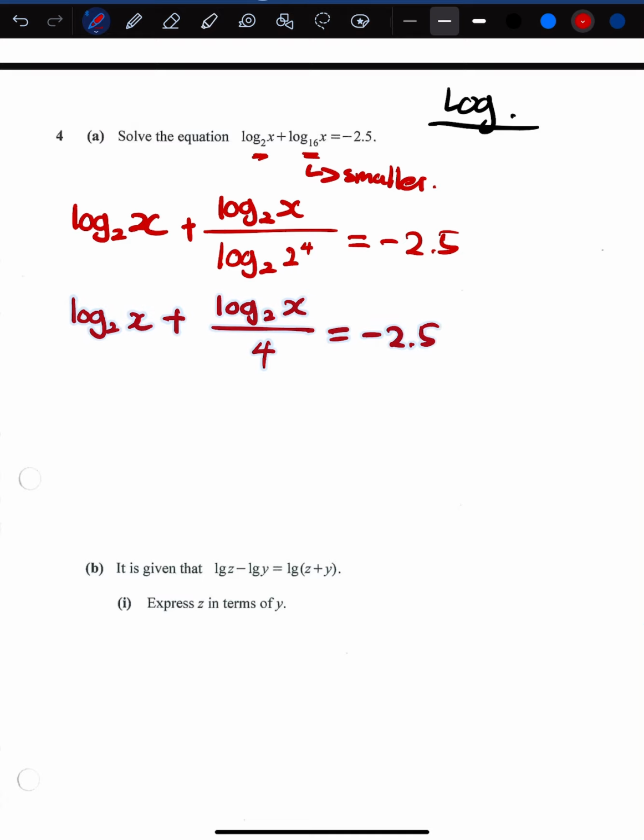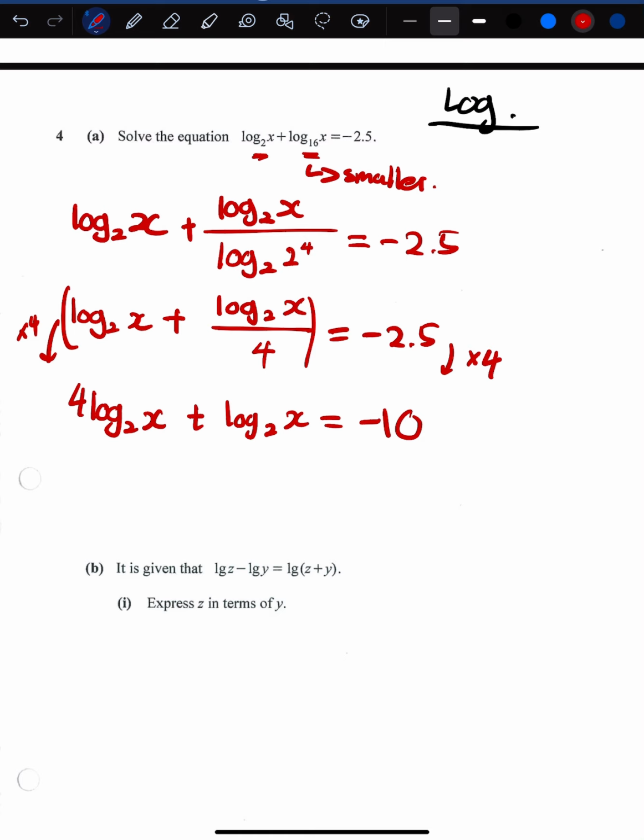After this step, I'm going to multiply everything by 4, because I want to get rid of this denominator. So I multiply the whole thing by 4. Here I get 4 log base 2 x plus log base 2 x equals negative 10. Over here I can bring my power up, so I get log base 2 of x to the power of 4 plus log base 2 x equals negative 10.